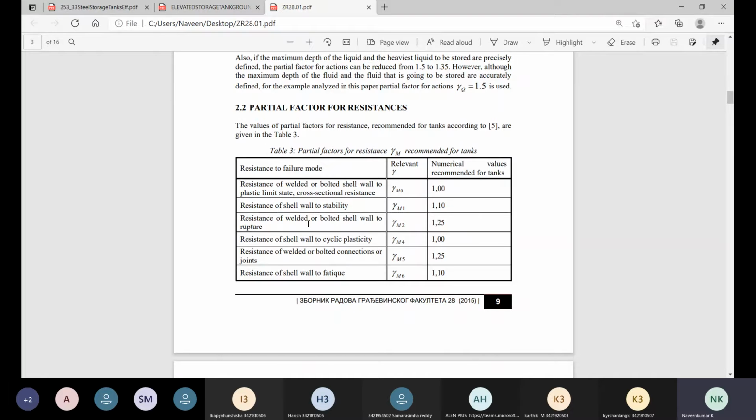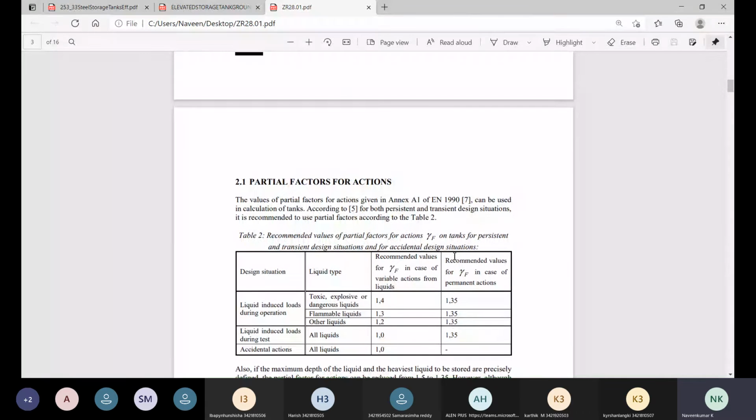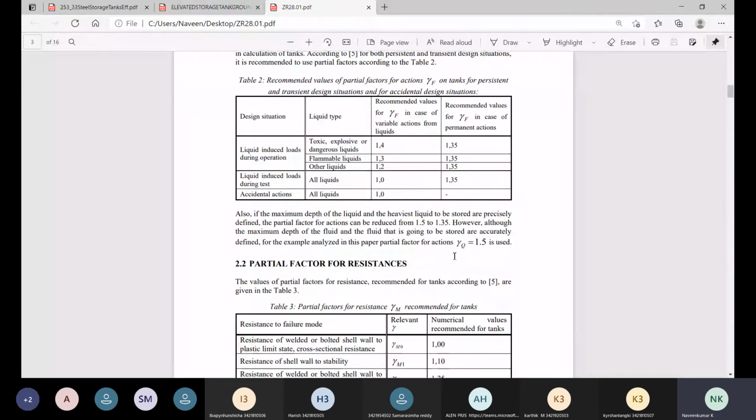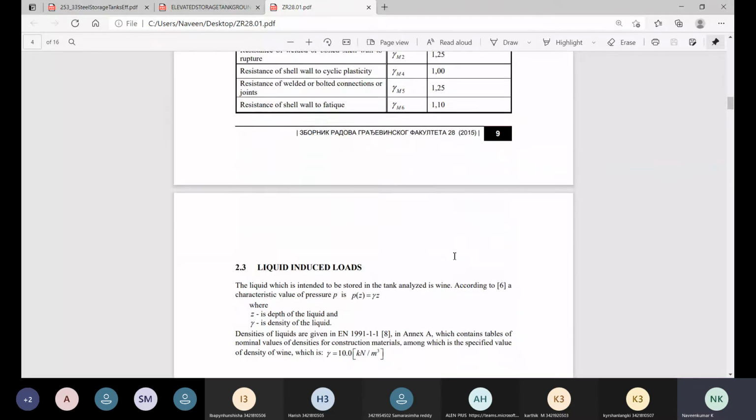So these are all the different kinds of categories. As the design goes, while designing for that particular element, you can take the values. You can take the partial factor of safety for the resistance aspect, and you can refer to it here.